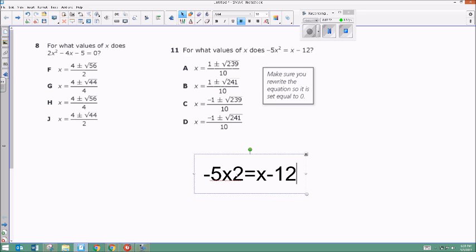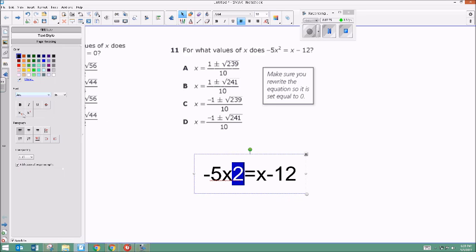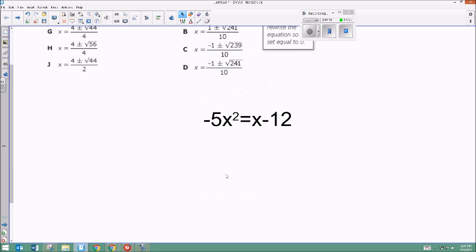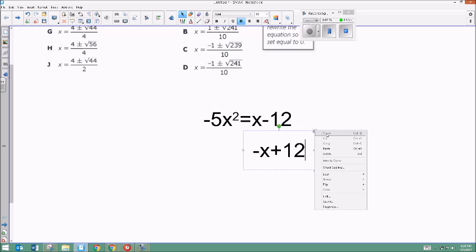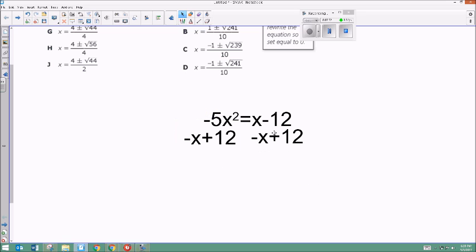We need to transform this so that this is equal to 0. So that means we need to subtract the x and add a 12. That's what we need to do to both sides. So let's do that. We're going to subtract the x and add 12, and we're going to do it to both sides. So let me clone this. We'll do this to both sides, just like we did on the other example. Of course, all these are unlike terms, so we just end up rewriting this.